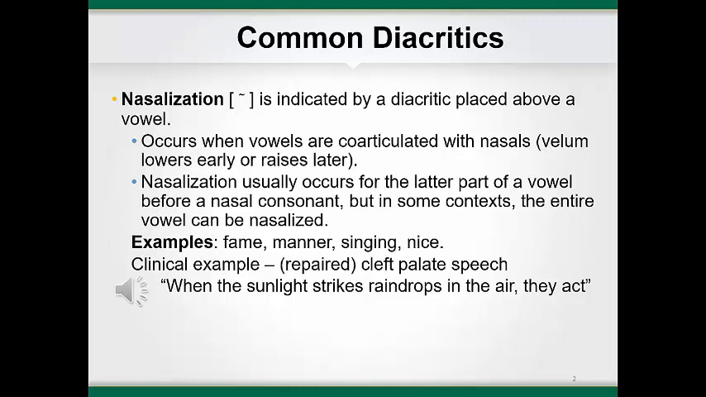We transcribe nasalization of vowels using a wavy line called a tilde above the phoneme symbol. Sometimes only a portion of the vowel is nasalized, and sometimes the entire vowel is nasalized. You may also have nasalization occurring following a nasal consonant in the syllable onset, but it is less common.